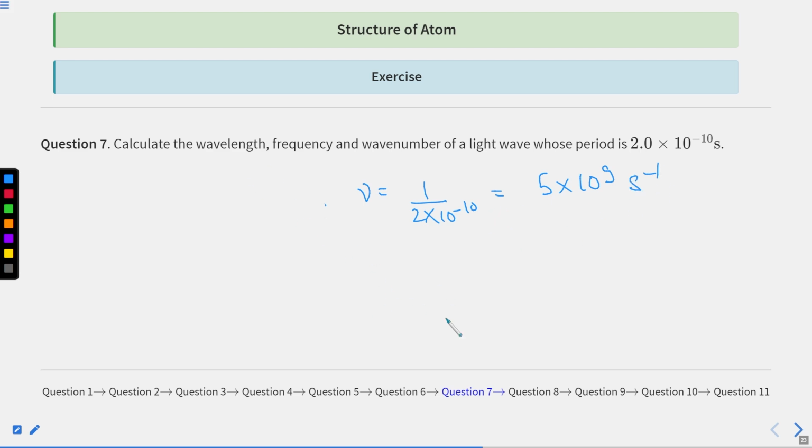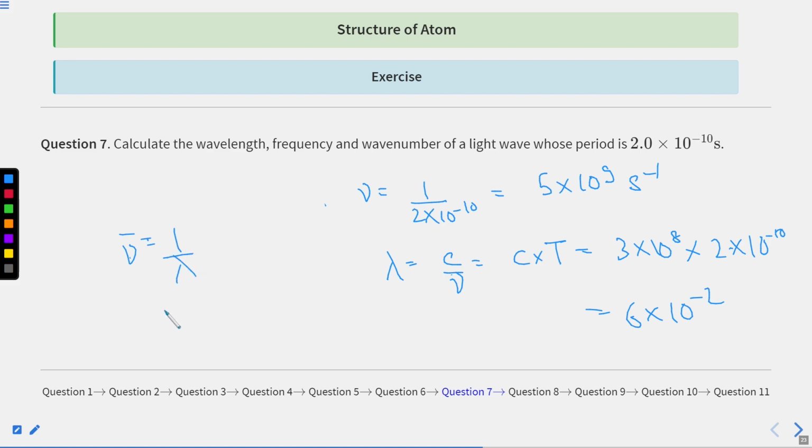Okay, now if I talk about the wavelength lambda, then c is equals to nu lambda. Lambda is equals to c by nu, and 1 by nu is given, that is T value is given, so that will be c multiplied by time period. So 3 into 10 to the power 8, your speed of light, into 2 into 10 to the power minus 10. So 3 times 2 is 6 into 10 to the power minus 2. Now about wave number. So wave number, nu bar, will be 1 by lambda, or 1 by 6 into 10 to the power minus 2, that is 100 by 6.